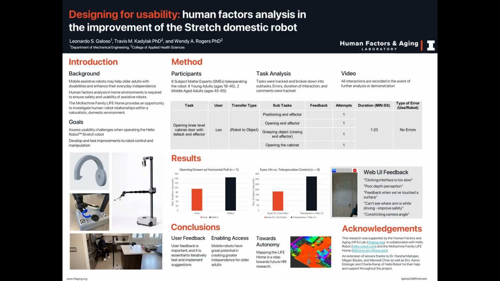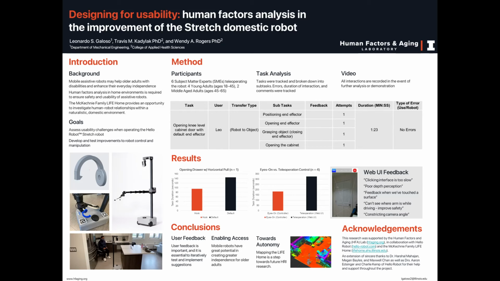So what did we learn from this? First, that user feedback is very important, and it's essential to iteratively test improvements and implement suggestions. Next is that these types of robots, these mobile robots, especially ones that you can outfit with tools, have great potential in creating independence for older adults. Lastly, we not only recognize the importance of studying these robots within our homes, but that they are becoming more autonomous, and we'd like to explore that further.